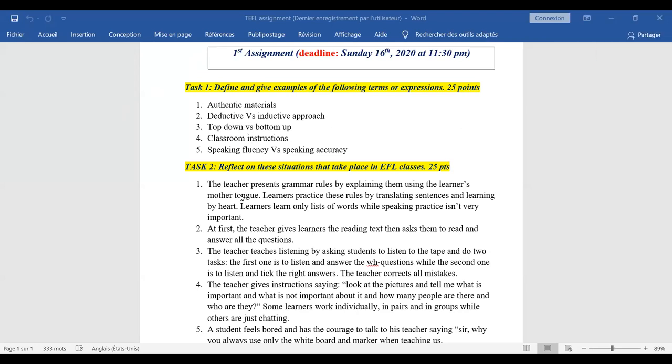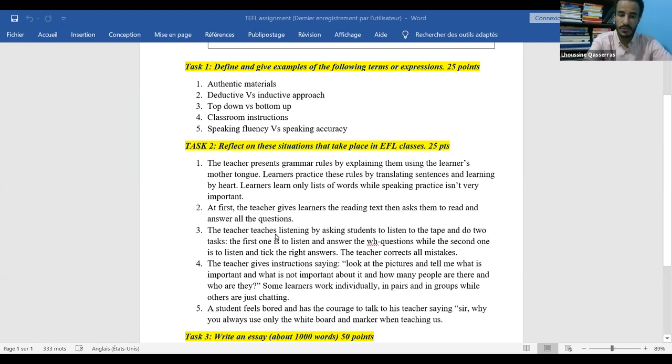Okay, then you move to task number two. These are situations and you have to read them carefully and then you reflect on them. Reflecting, you see what is wrong, what is right, what do you think about it? And then you write them in a paragraph. So situation one to number five.